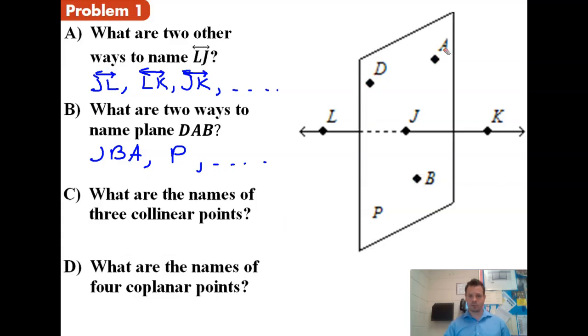Part C asks about collinear points. It says, what are the names of 3 collinear points? In other words, 3 points on the same line. It looks like here the only collinear points I have are going to be L, J, and K. I can tell that because they all lie on this line I have in red here. DJB doesn't quite look like it's in a straight line. It looks like there'd be a curve to that. So we can just say L, J, and K are collinear points because they're all on the same line.